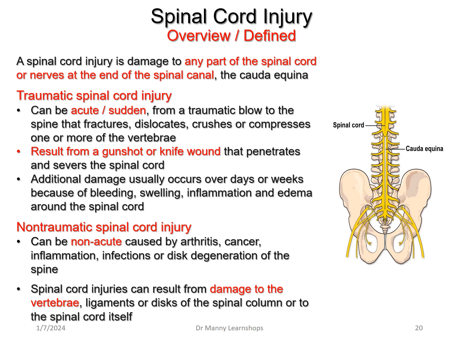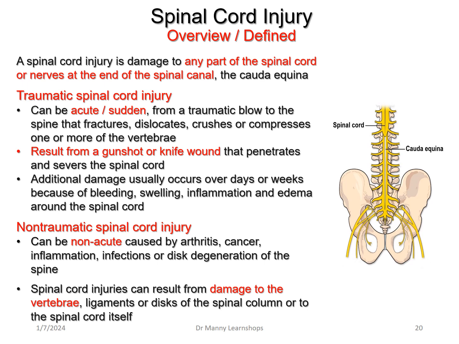Traumatic spinal injury can be acute, which is sudden, from a blow, dislocation, crush, or compression of one or more of the vertebrae. It can result from penetrating injury, such as a gunshot wound or a knife wound that severs or partially severs the spinal cord. And this damage can usually occur over days or weeks because bleeding, swelling, inflammation, and edema around the spinal cord continue.